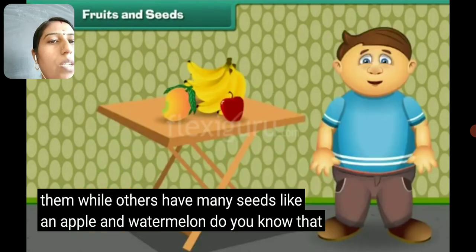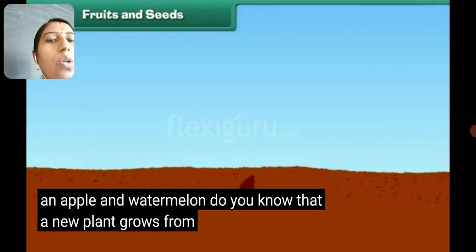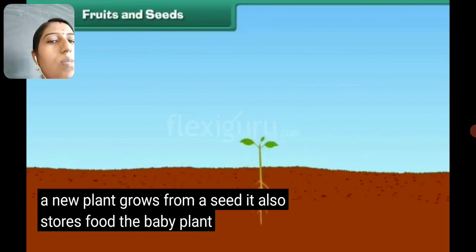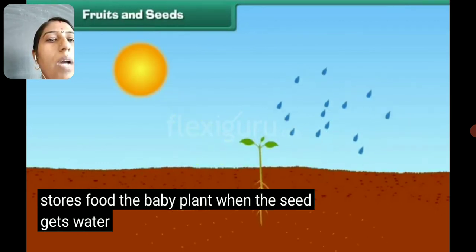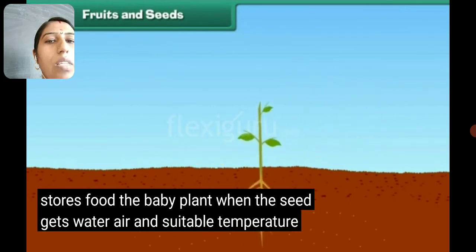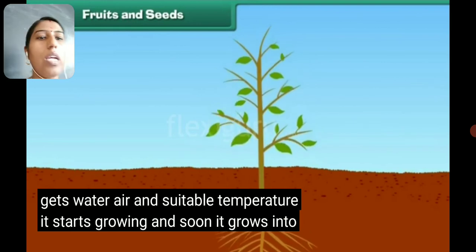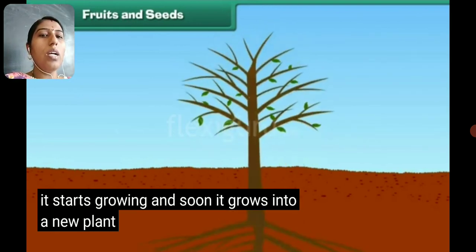Apple is there, watermelon. Do you know that a new plant grows from a seed? A new plant grows from a seed, and it stores the food for the baby plant. When the seed gets water, air and suitable temperature, it starts growing and soon it grows into a new plant.